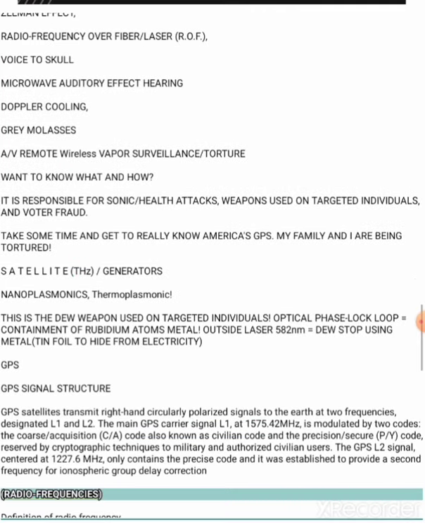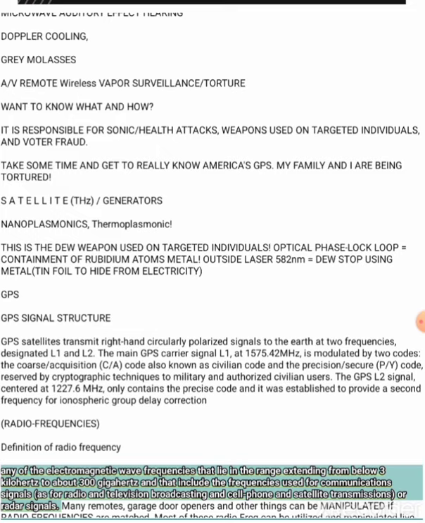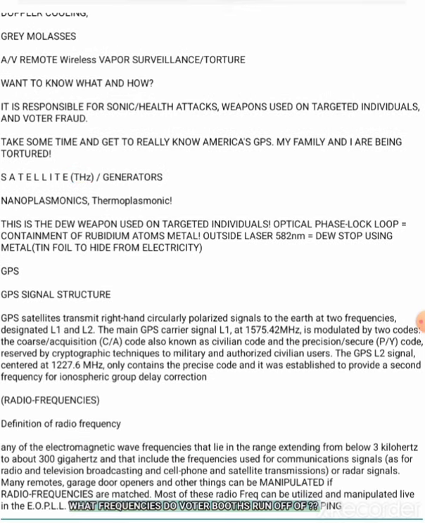Radio frequencies. Definition of radio frequency: any of the electromagnetic wave frequencies that lie in the range extending from below 3 kHz to about 300 GHz and that include the frequencies used for communication signals, as for radio and television broadcasting, cell phone and satellite transmissions, or radar signals. Many remotes, garage door openers and other things can be manipulated if radio frequencies are matched. Most of these radio frequencies can be utilized and manipulated live in the EOPLL. What frequencies do voter booths run off of?